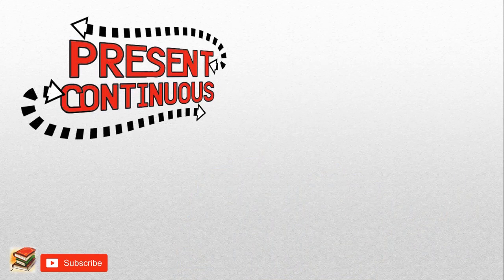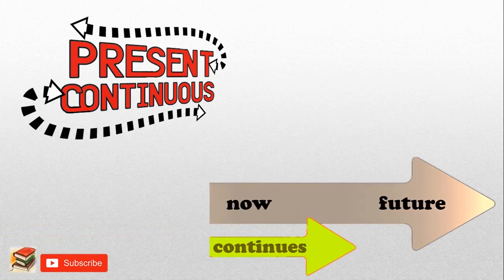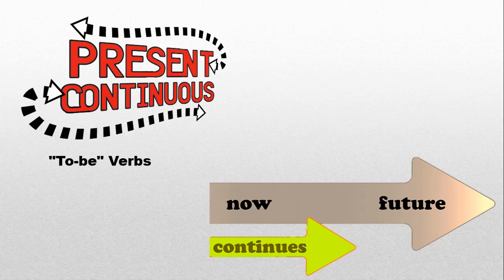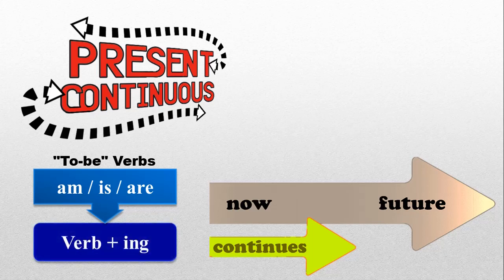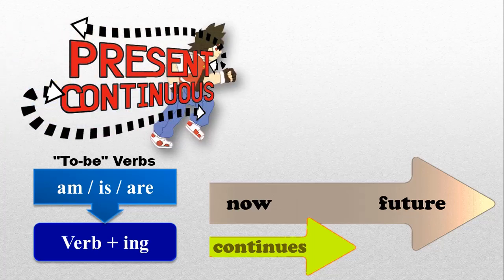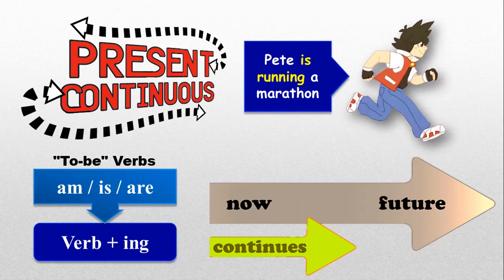Present continuous tense is used when you want to talk about actions that are happening now and continue to the future. The sentences in present continuous tense have two parts: a be verb, which is am, is, or are, followed by a verb with ing. For example, Pete is running a marathon.